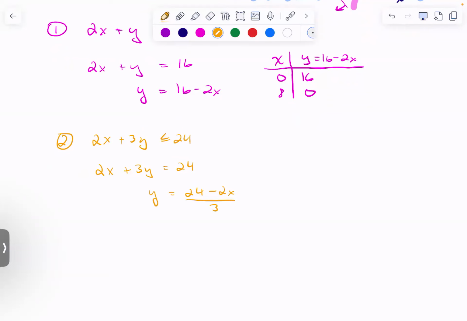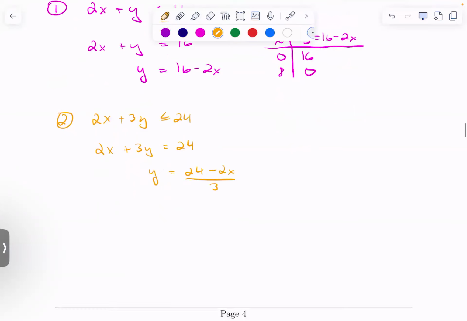There's a reason for that though, because I have to find the intersections later, right? So having them both set to y already is going to pay off. But you don't have to. You can jump straight into here and plug in some value of x and find y. Plug in some x or y and solve for the other one. But let's do the same thing. I have x and I have y is 24 minus 2x divided by 3.